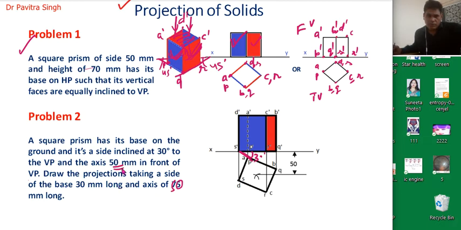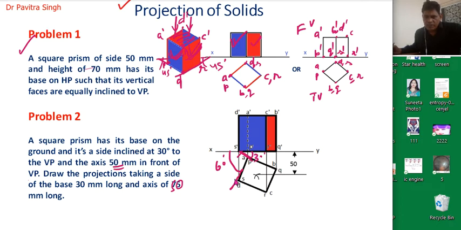Okay, so this is inclined 30 degree with the vertical plane. So suppose this is 30 degree, then this is 90 degree, then this will be 60 degree. So this line is making 60 degree angle. So in the first case both angles were same, 45 and 45, but in the second case this is 60 degree and this is 30 degree.